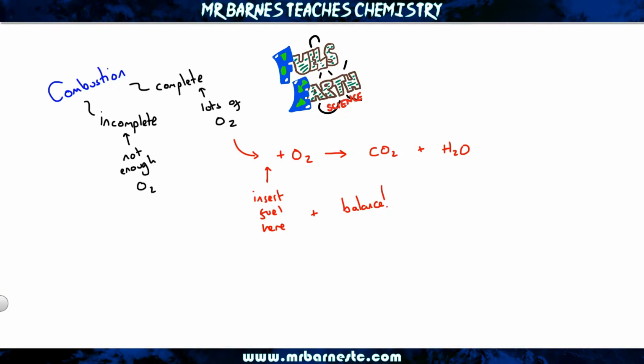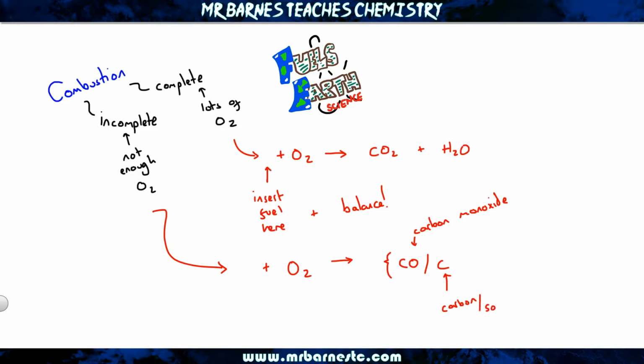If you have incomplete combustion, similar thing happens, it reacts with oxygen, but because there's not enough oxygen, you get different things. You get carbon monoxide, CO. You get carbon or soot, which is C. You can still get carbon dioxide, and you always get water, H2O. Now you'll usually be told this in an exam question, but they might turn around to you and say, what is produced by incomplete combustion? So carbon monoxide and soot are the key things.